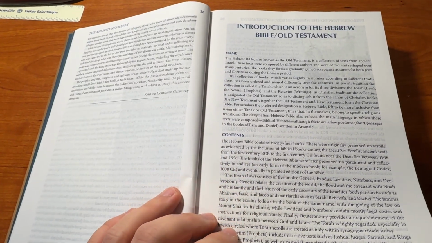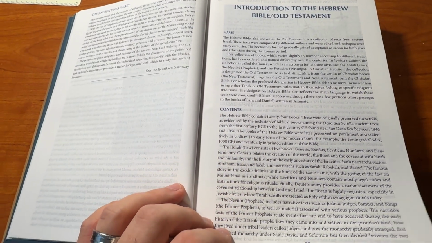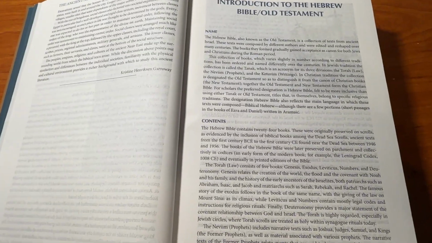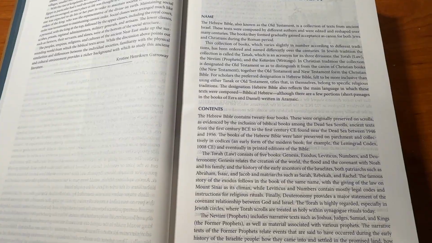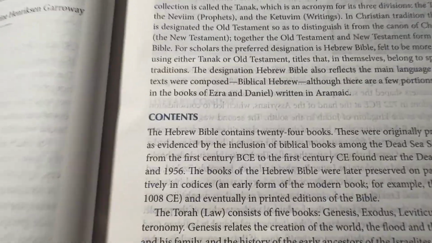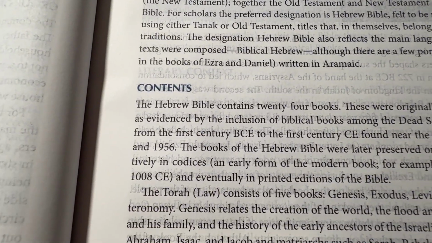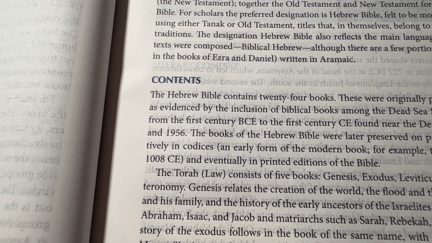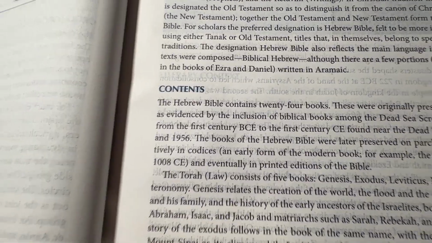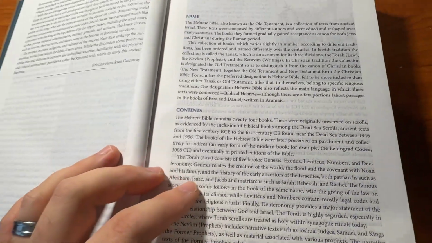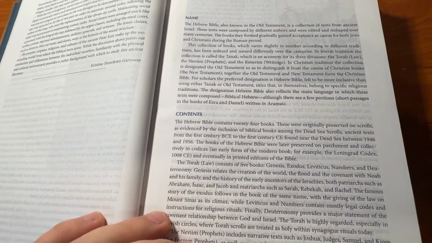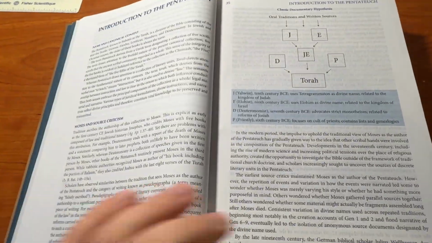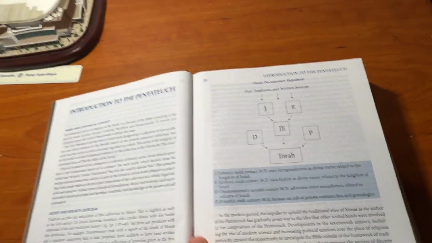Introduction to the Hebrew Bible and Old Testament. Now, one thing, and this is one of my pet peeves, I don't know why this bothers me, but it does, it irks me. You'll notice here they use BCE and CE, which stands for Before the Common Era and Common Era, rather than BC, Before Christ, or AD, Anno Domini. Just one of those things that just kind of drives me nuts.